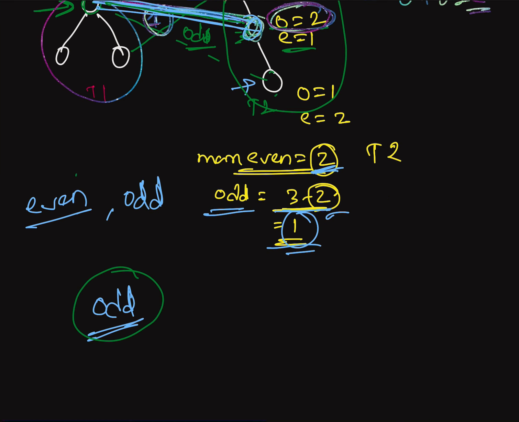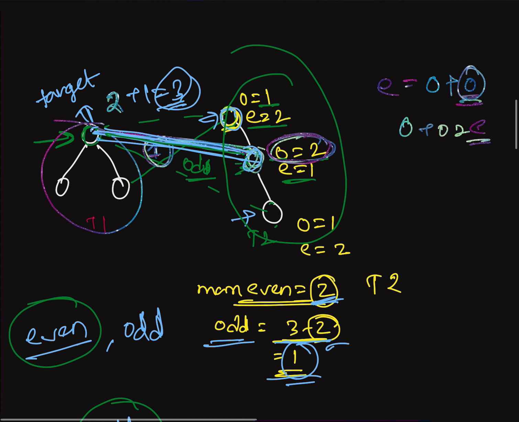I can also take the even number. How? Here 2 nodes are possible. They mentioned that at least 2 nodes will be present.